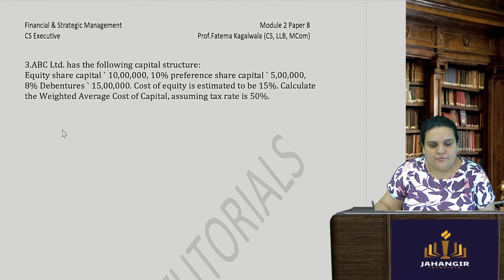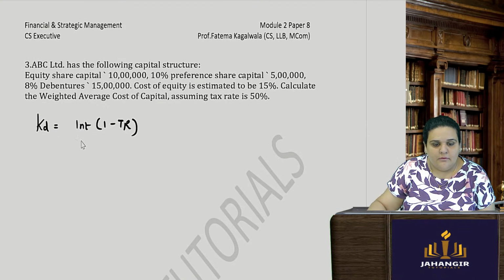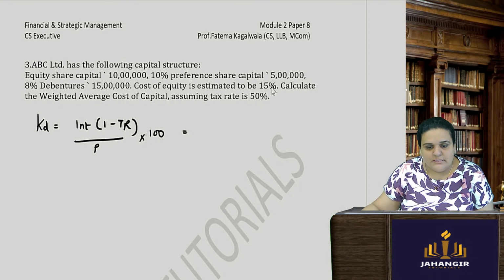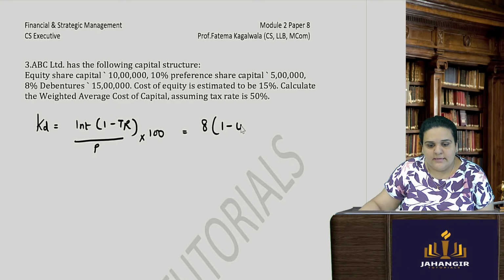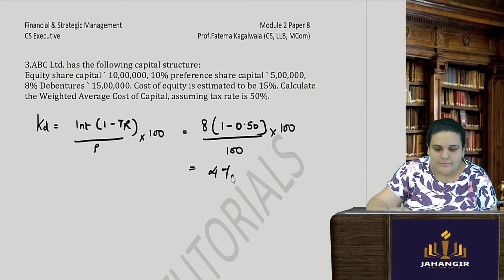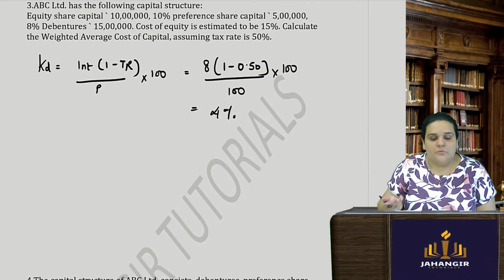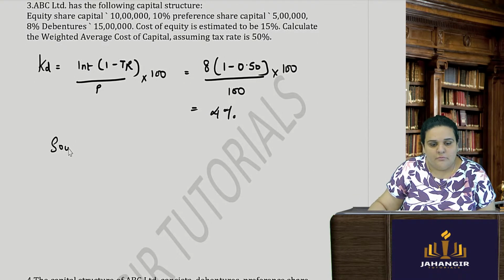What I just need to find is KD. Interest (1 minus tax rate) upon price into 100. How much is the interest on the debentures? 8%. So 8, (1 minus tax rate) means 0.5. Price, assuming nothing is given, so 100. So this is going to become 4%, cost of debentures. So now it is so easy, nothing more I have to do.